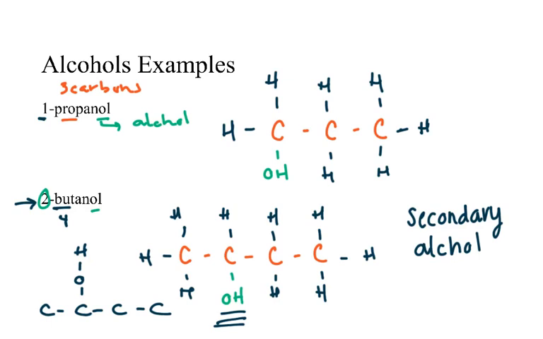So it is a carbon that an OH attaches to is attached to 2 other carbon atoms. All right, so that's halides and alcohols. We're going to look at ethers next.